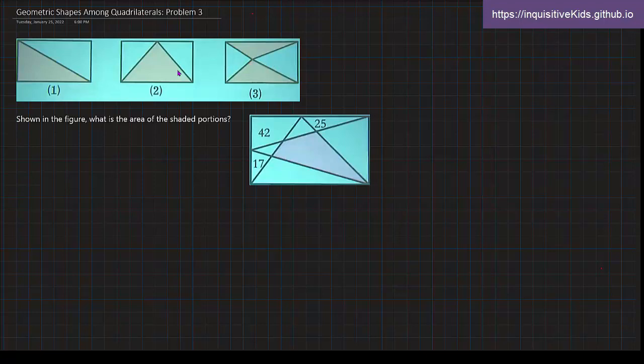So first, there's this orange shaded portion. This is 1/2 of the whole rectangle. As you can see, it cuts from one diagonal to another diagonal. Over here, you'll be surprised to find that this is another 1/2.